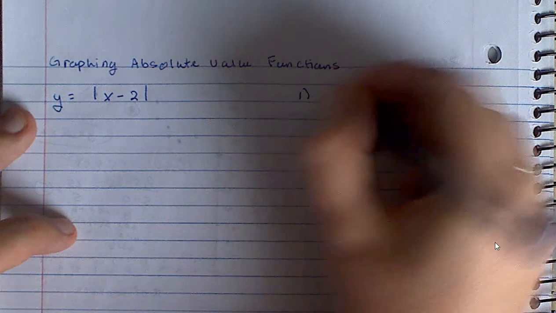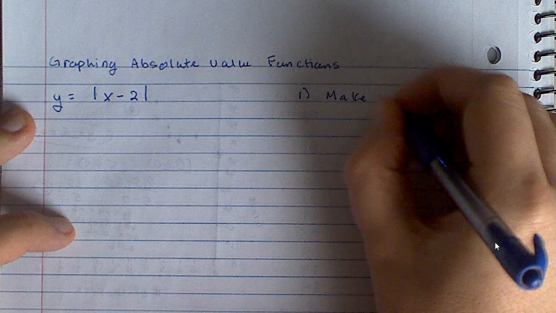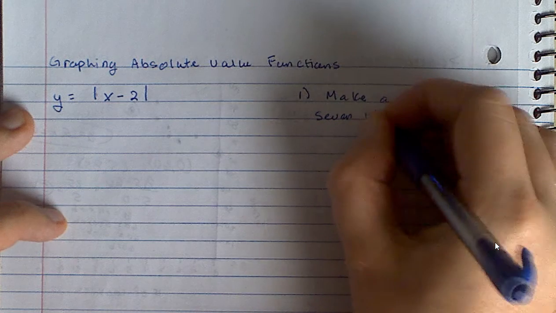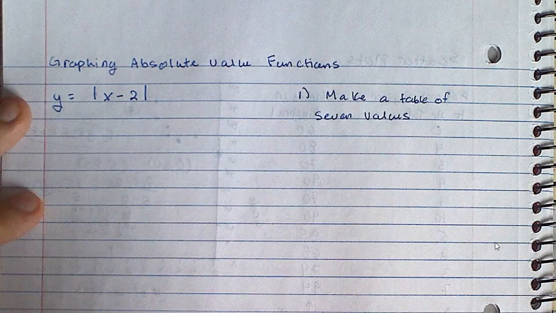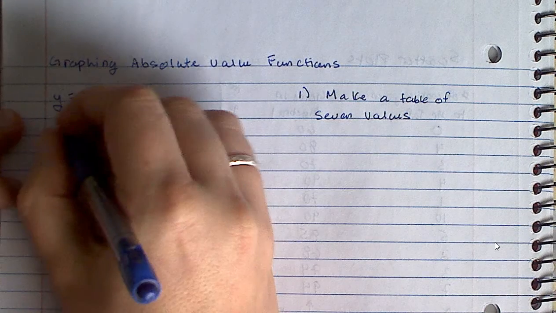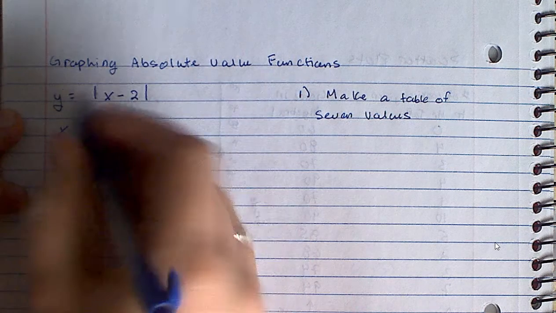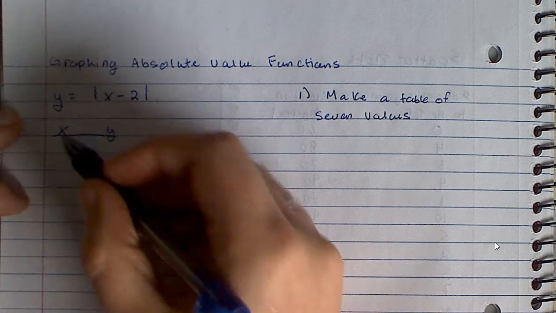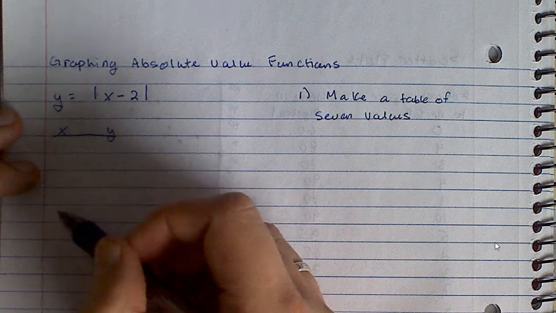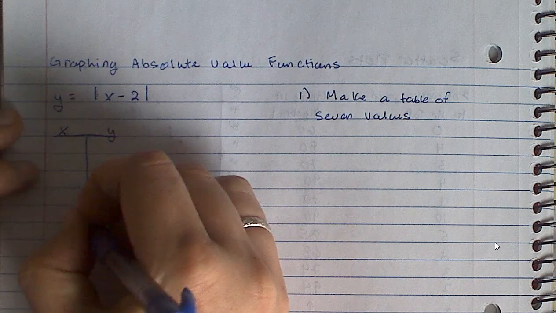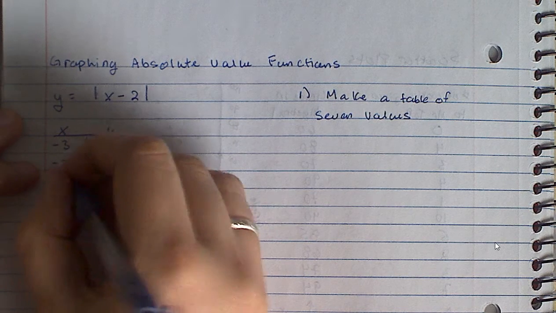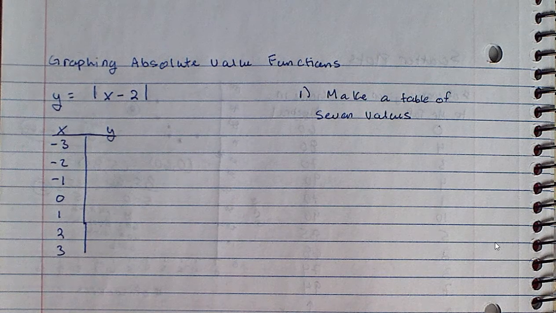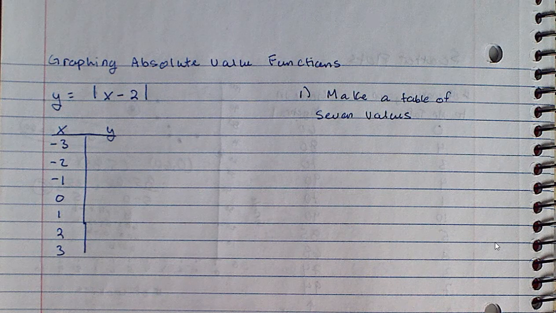So step number 1. You're going to make yourself a table of 7 values. And these 7 values are going to go from -3 to +3. We're going to have x on one side, y on the other side, and x is going to go from -3 up to +3. Once you do that, you're going to have a total of 7 values, which is why it's called a table of 7 values. So I'm going to go, x is -3, -2, -1, 0, 1, 2, and 3. And that's a table of 7 values. So that's step number 1 for how I would graph this.